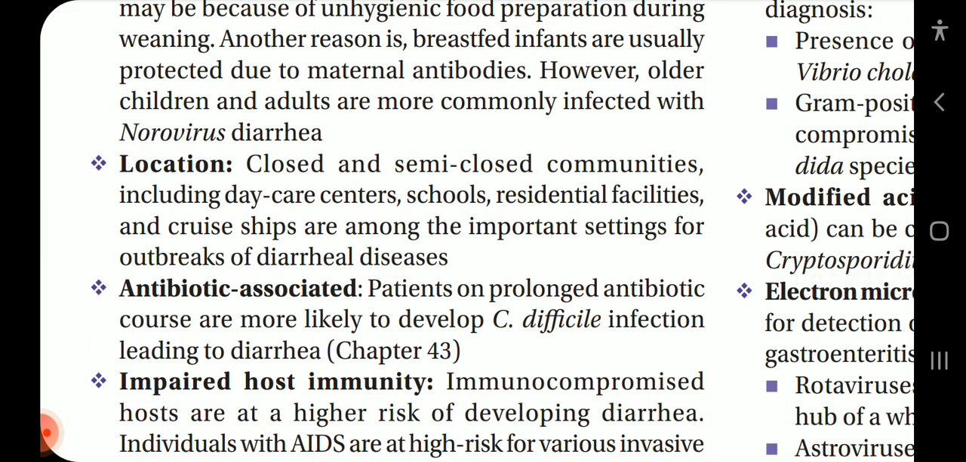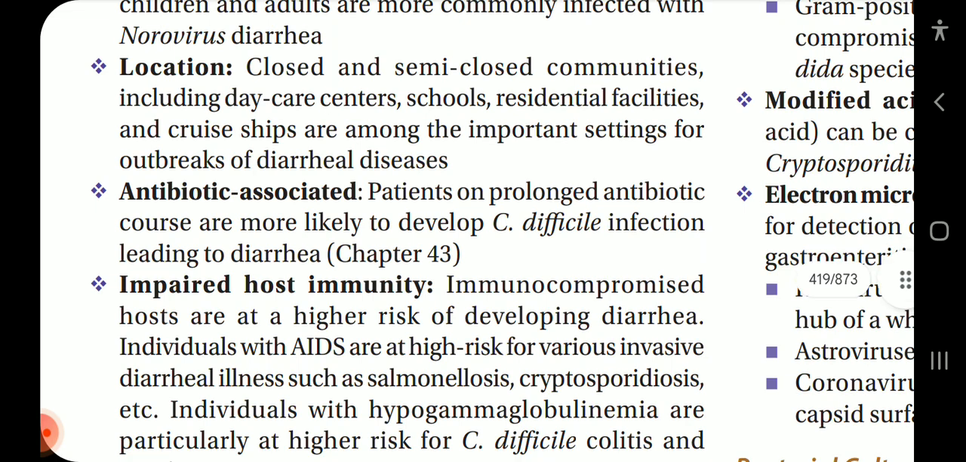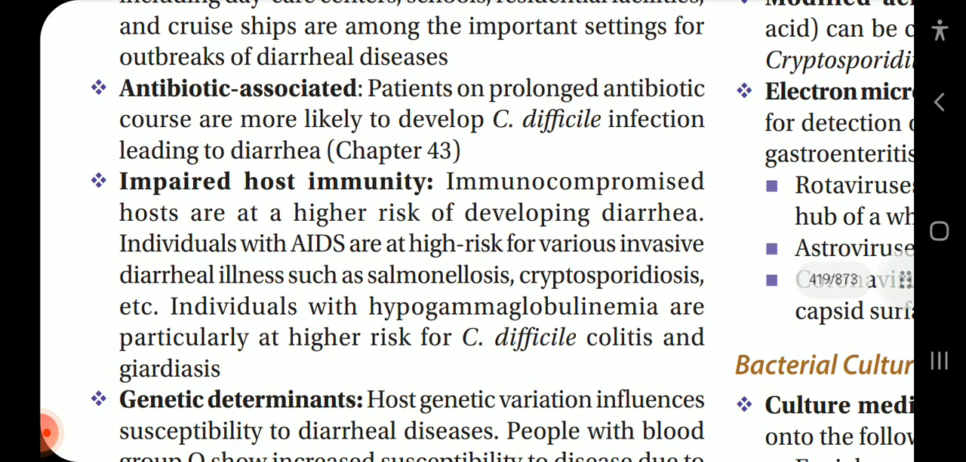Location. Closed and semi-closed communities including daycare centers, schools, residential facilities, and cruise ships are among the most important settings for the outbreaks of diarrheal diseases. Antibiotic associated: patients on a prolonged antibiotic course are more likely to develop Clostridium difficile infection leading to diarrhea. Impaired host immunity: immunocompromised hosts are at a higher risk of developing diarrhea.